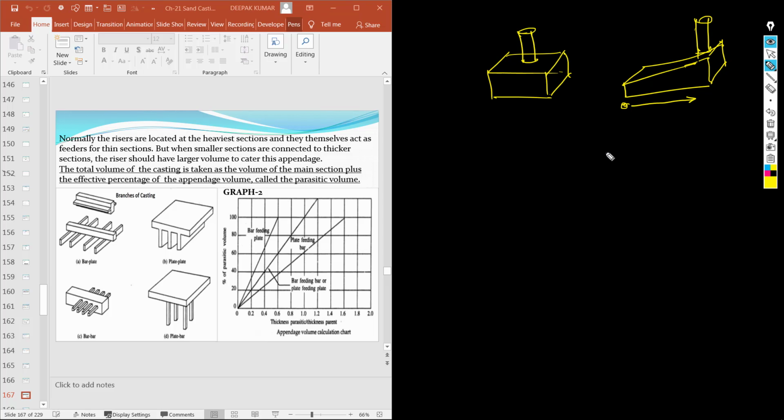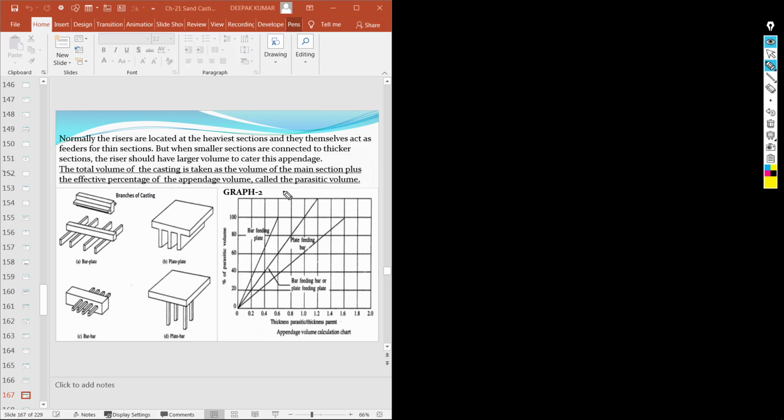Okay, so next we will move. We have already completed this one. The last method which I have told, the fourth method, is the volume shrinkage method. So this is the concept actually.